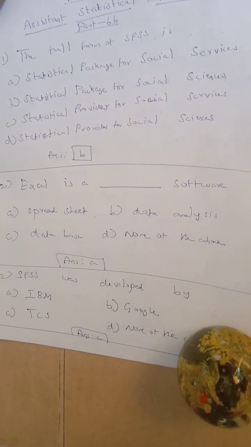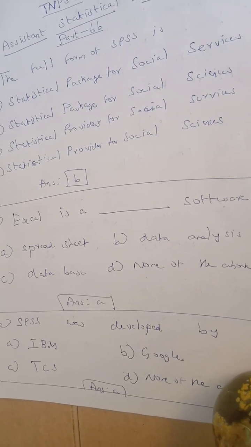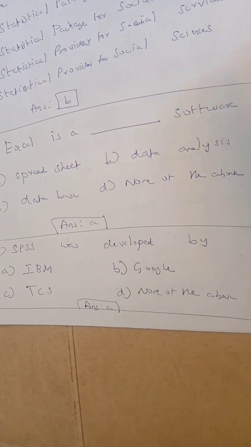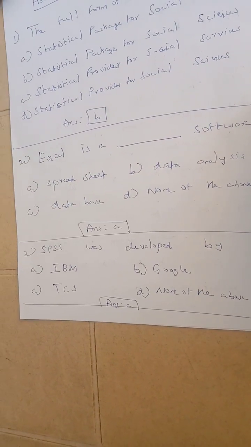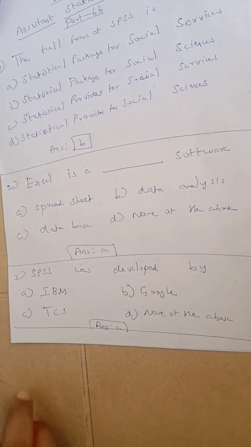Question number 2. Excel is a dash software. Four options are given. Correct answer is Excel வந்து ஒரு spreadsheet software. Question number 3. SPSS was developed by option A IBM, option B Google, option C TCS, option D none of the above. Here the correct answer is option A. It was developed by IBM. Let us move to the next question.